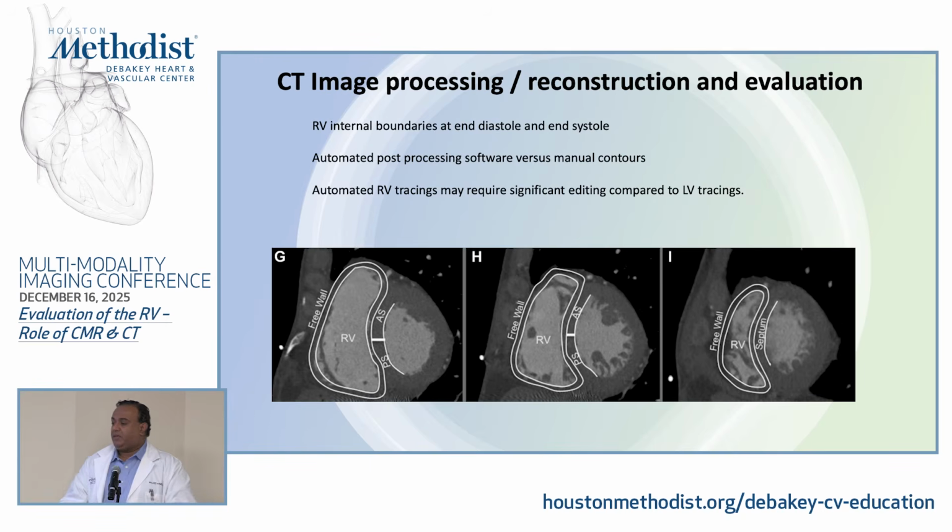The process is similar to MRI. You draw the endocardial borders in end-systole and in diastole. There are automatic softwares there, but unlike LV, for RV, just like MRI, if you're using automated contour detection, you may need quite a bit of editing.